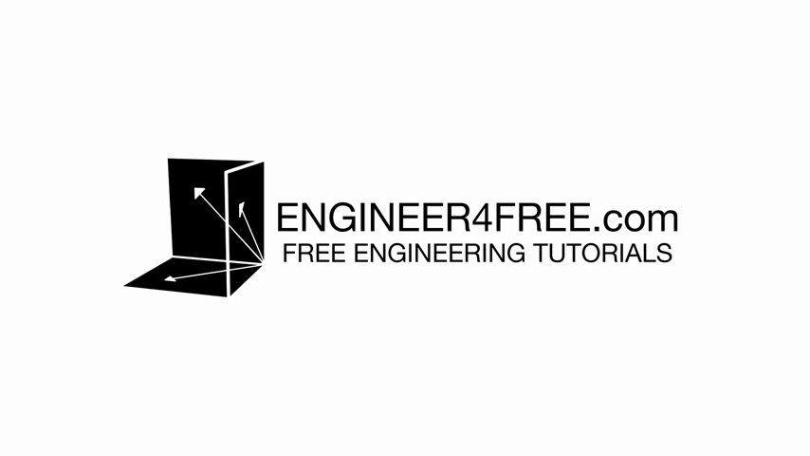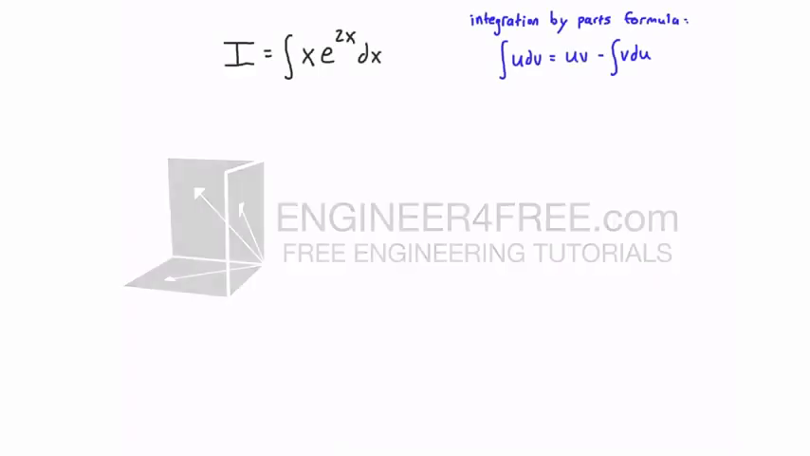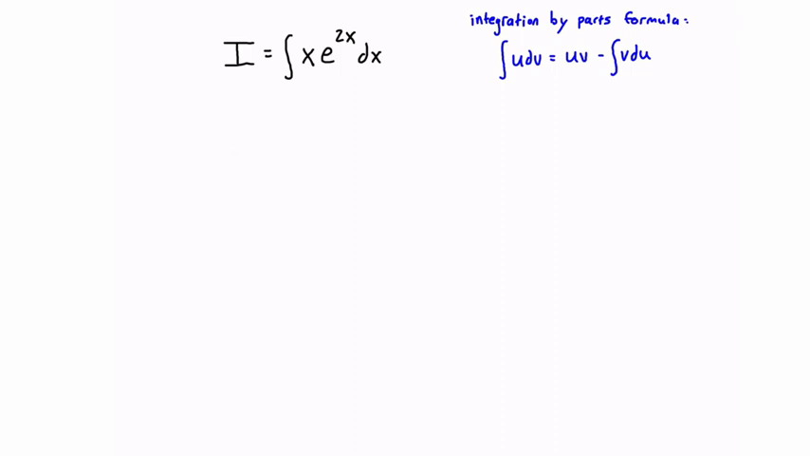Hey, welcome back. In this video, we're going to be solving an integral using the integration by parts method. This is going to be a pretty easy introductory example. So just so you remember, the integration by parts formula is right here. It's the integral of u dv is equal to uv minus the integral of v du.